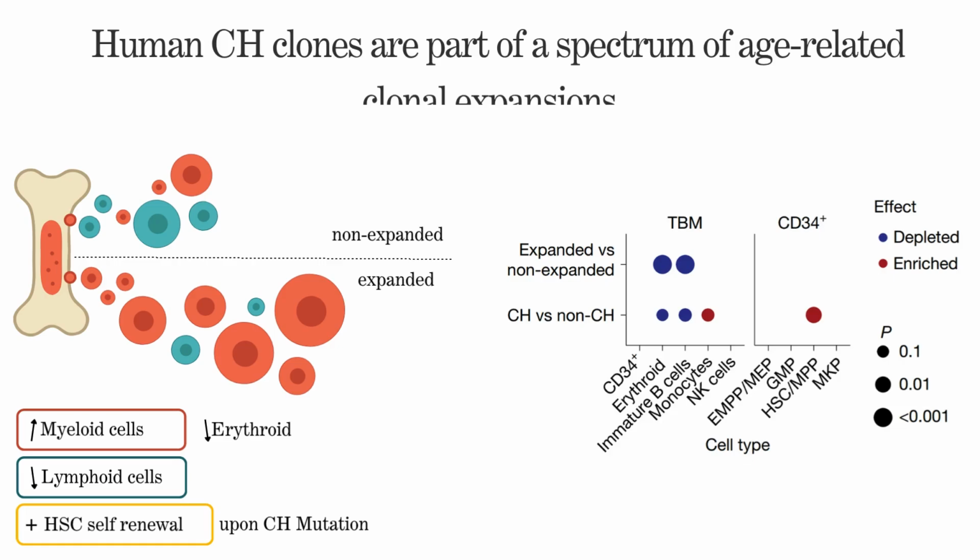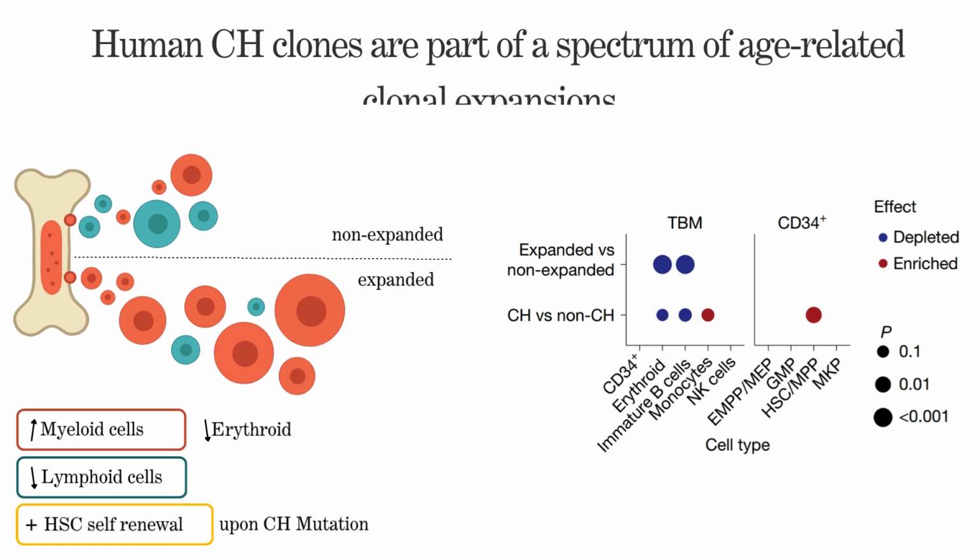So yes, the CH mutant clone is a little bit bigger than the other expanded clone. It's a little bit more myeloid biased. At this CD34 stem cell level, we somehow see significant HSC enrichment, which we don't see for the other expanded clones, but I think that's a detail.